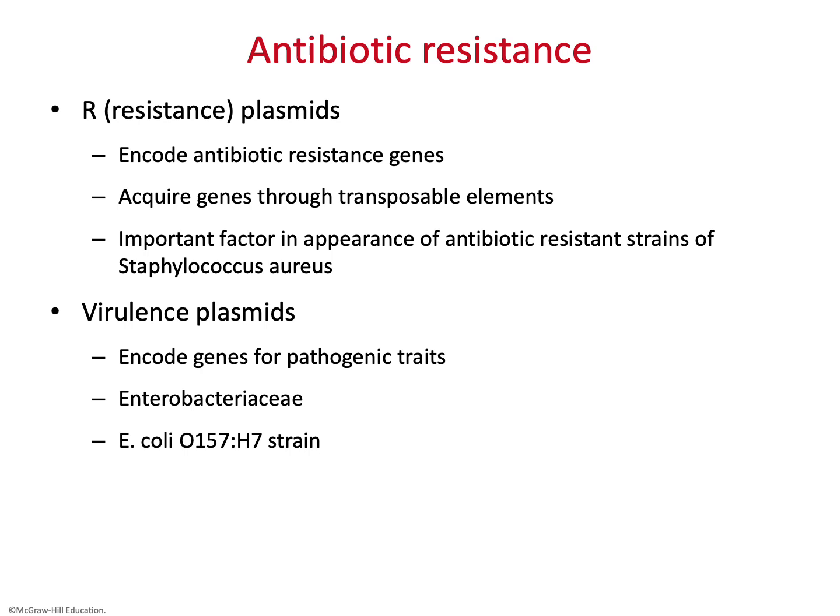These are called virulence plasmids, plasmids that have genes that allow them to become more virulent. They encode genes for pathogenic traits, and especially bacteria of the Enterobacteriaceae have these virulence plasmids, and this E. coli strain that causes hemorrhagic gastroenteritis also has a virulence plasmid.